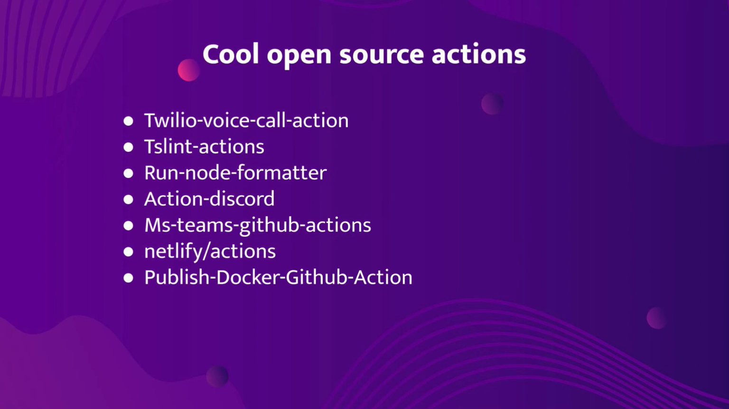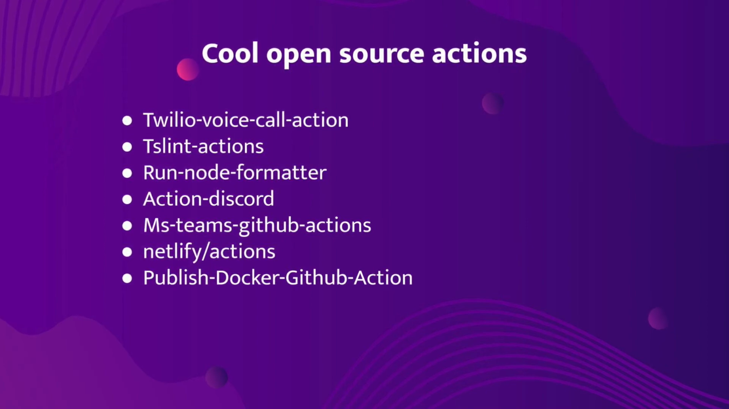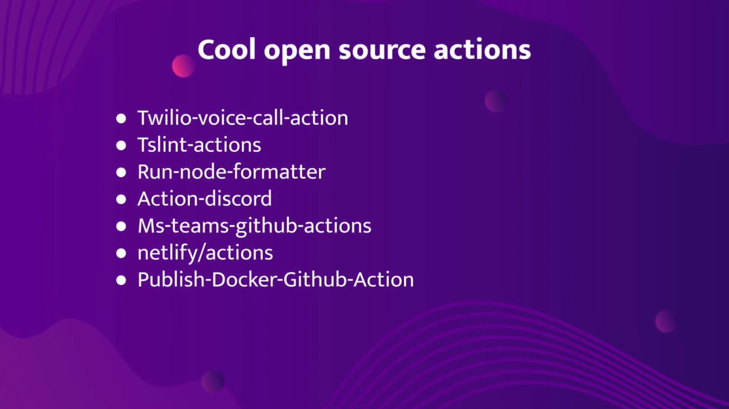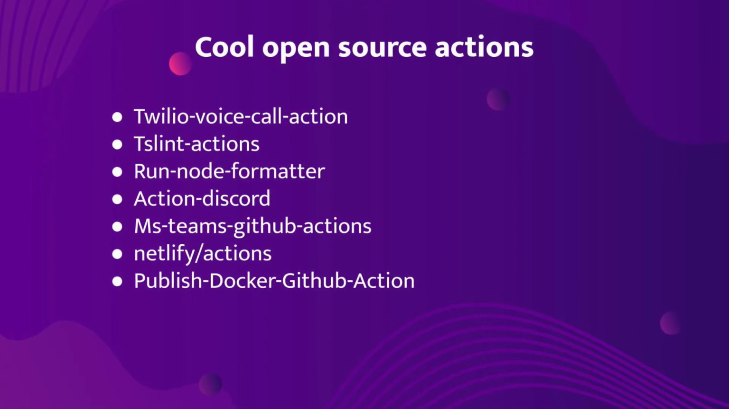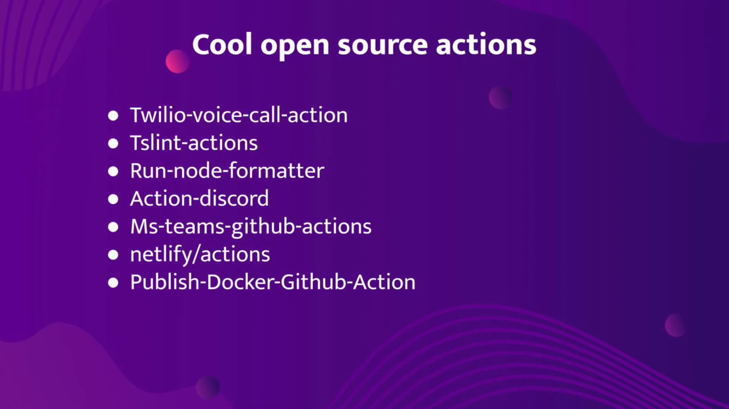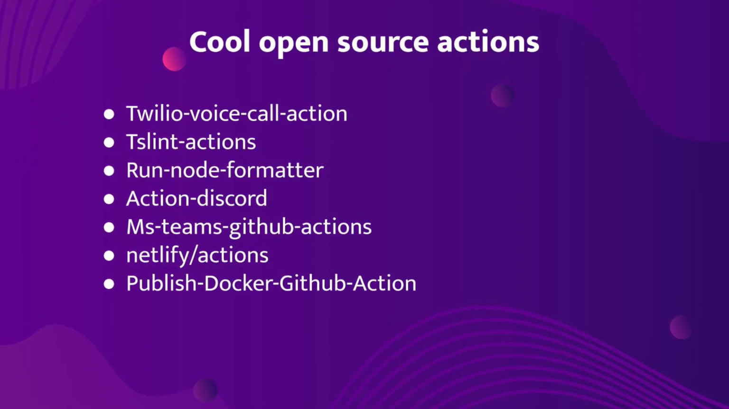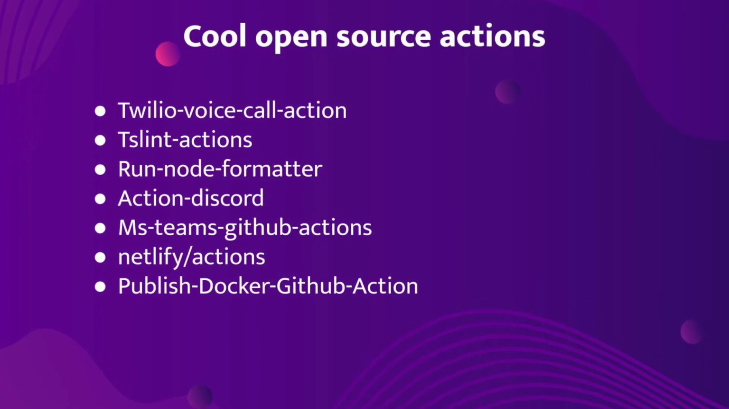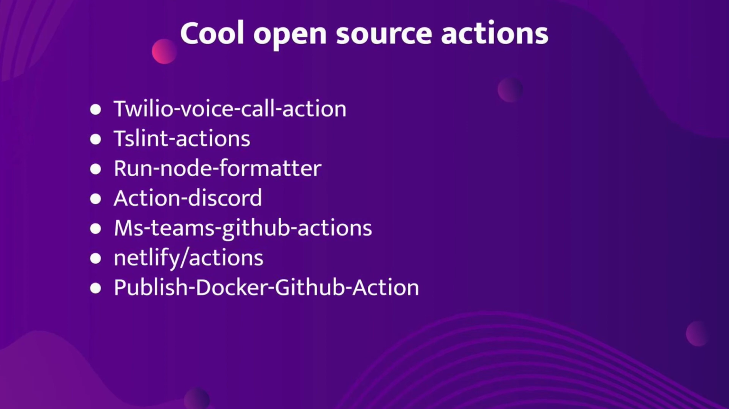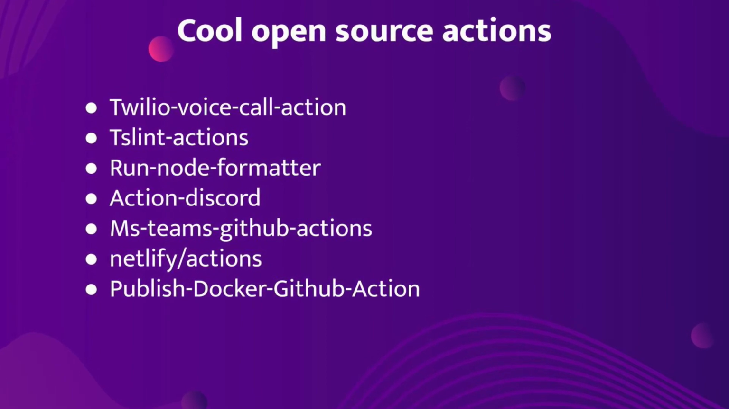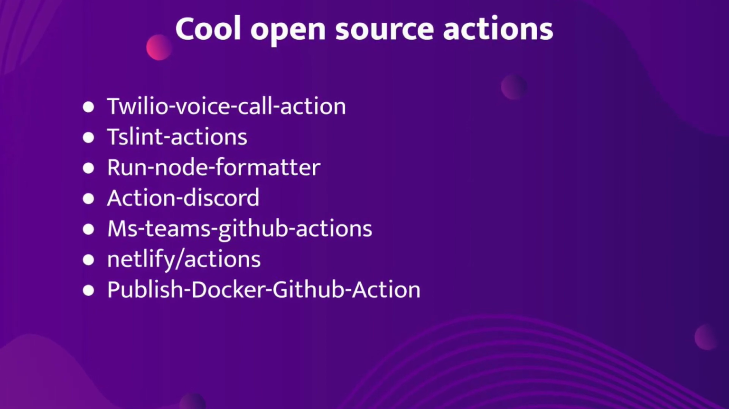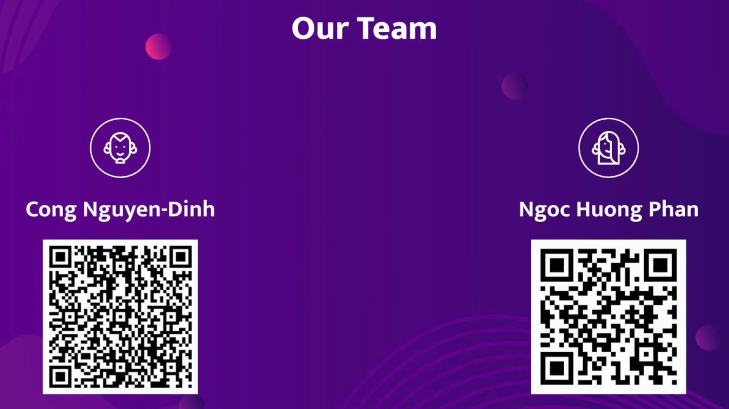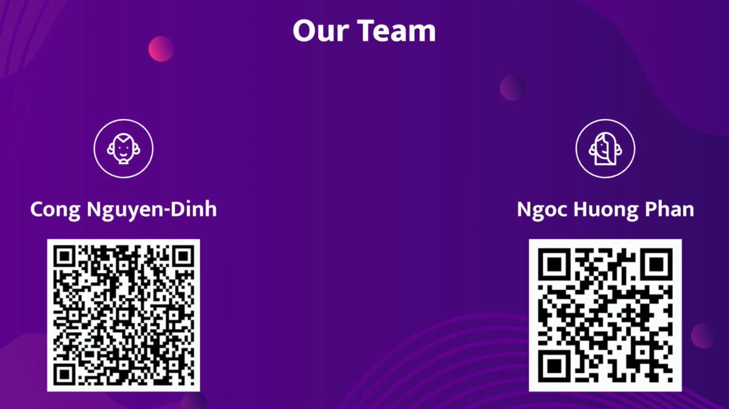The open source community has created some awesome actions, for example the Twilio voice collection, the TSLint action, the OneNote formatter, Action Discord, the MS Teams GitHub action, the Netlify action, which I personally use often to deploy my websites on Netlify automatically, or the Publish Docker GitHub action. I can really recommend to check out these projects and maybe contribute to the open source community and create your own action. Have fun! To summarize, automation isn't that hard and you can do it too.